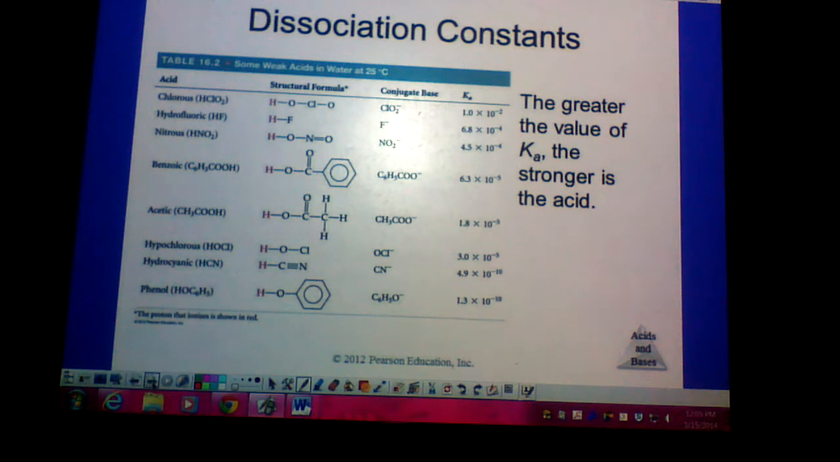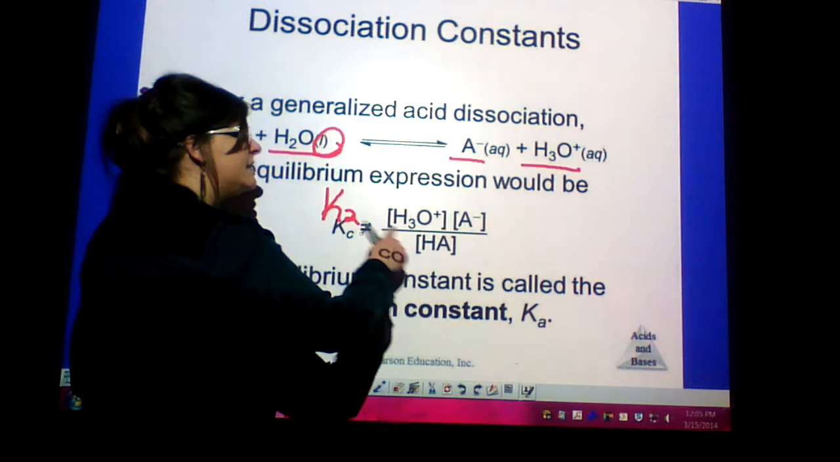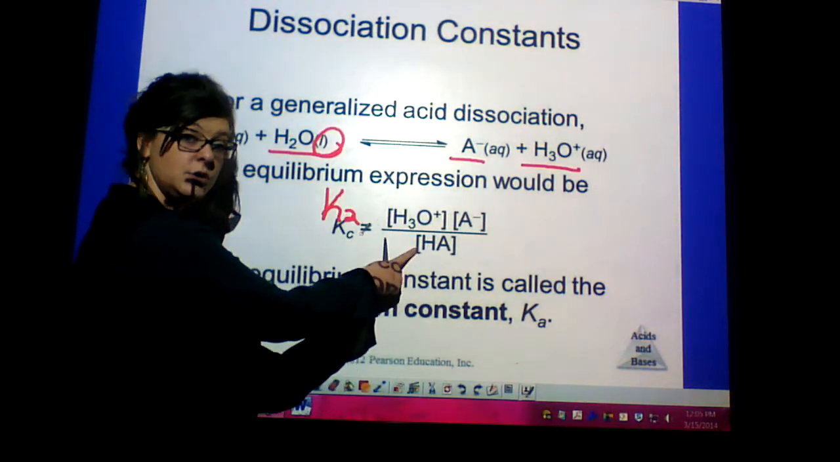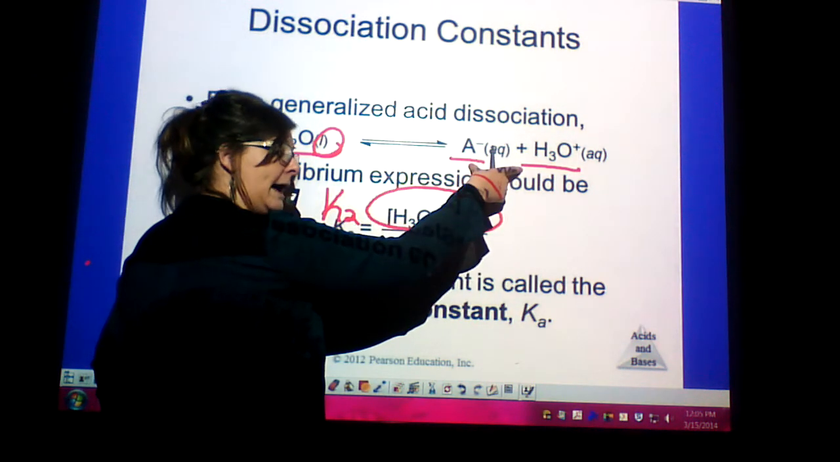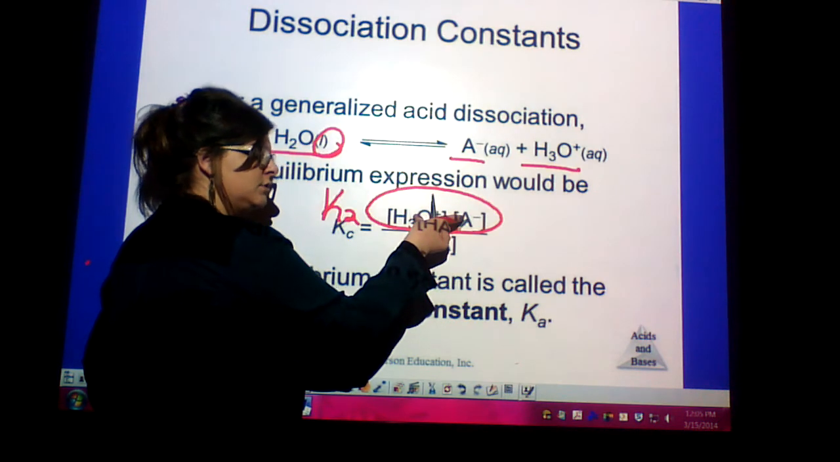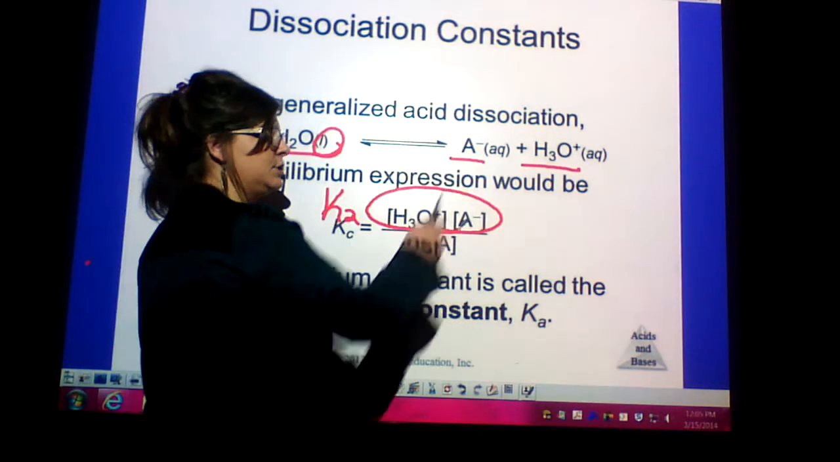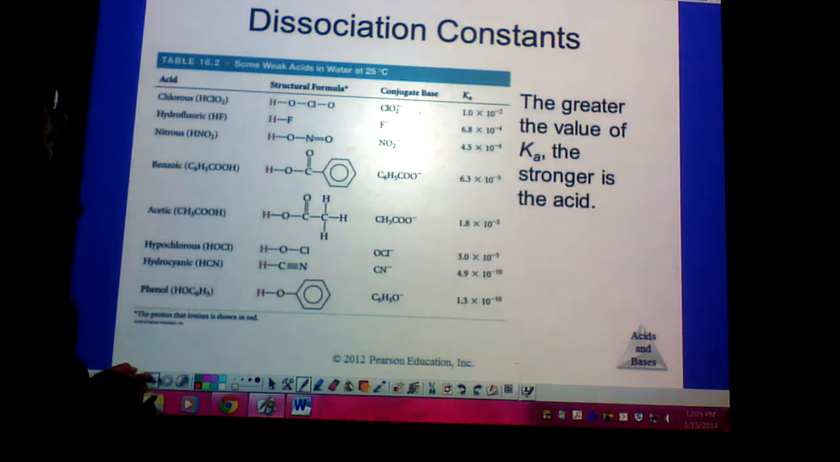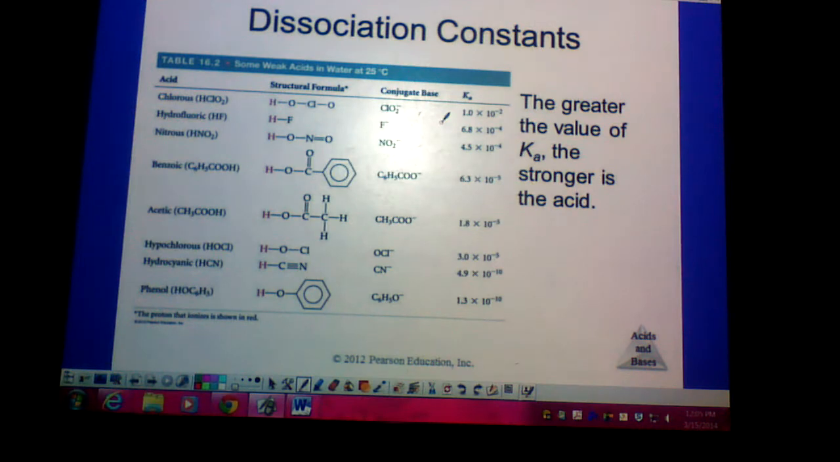So the greater the value of Ka, the stronger the acid. Because if we go back and look here, the greater Ka is, that means that this product side has to be more heavy than the reactant side. So if I have more of these, that means I have more dissociated ions. If these concentrations are larger, it's going to be a stronger acid, because then it's dissociating into more ions. So that's why the greater the value of Ka, the stronger the acid. This is just a chart showing some different weak acids. They've given us values of Ka, and they also showed the conjugate base.